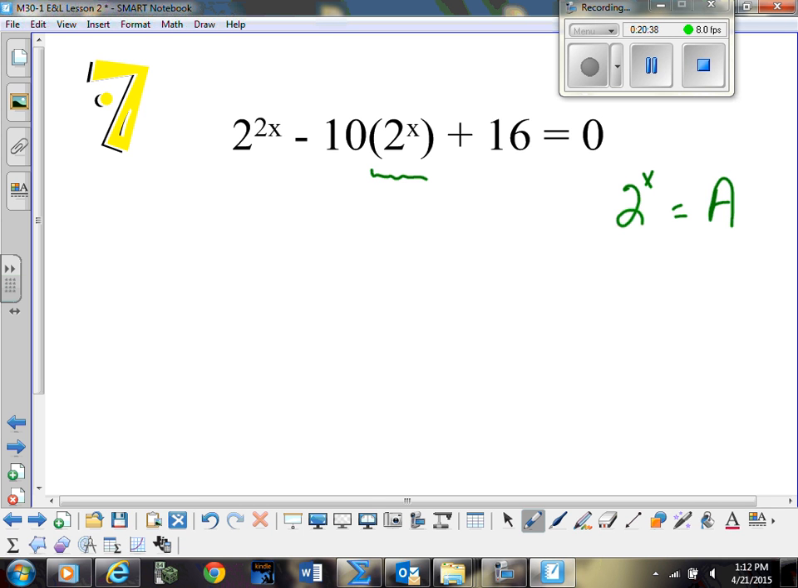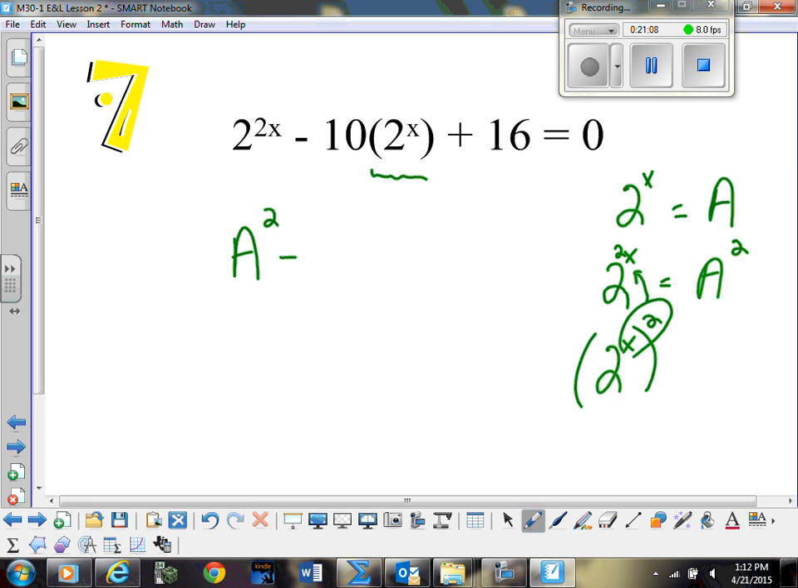But look at this. If we say 2 to the x equals a, then what is 2 to the 2x equal? Well, 2 to the 2x is going to be the same as a squared, because 2 to the x squared is 2 to the 2x, because we would multiply those. So this is the same as a squared. So I'm going to write that as a squared minus 10a plus 16, and look at that quadratic. Once you substitute, this problem becomes so much easier.